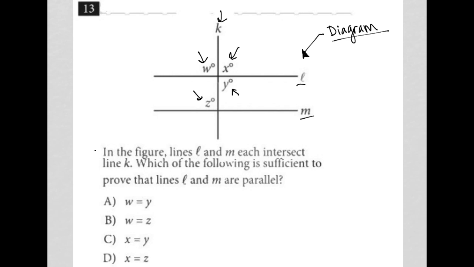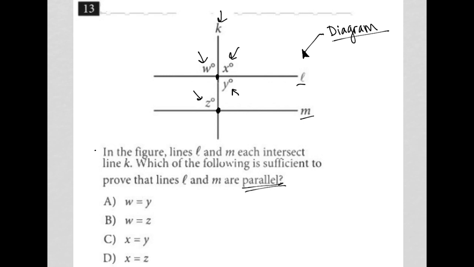The question says, in the figure, lines L and M each intersect line K. We see that, right? They intersect. Line M intersects there. Line L intersects line K there. Which of the following is sufficient to prove that lines L and M are parallel?